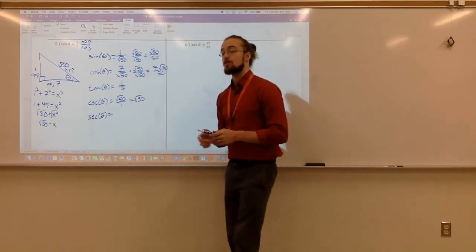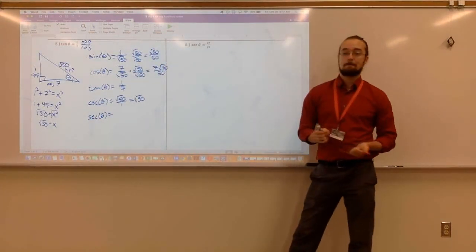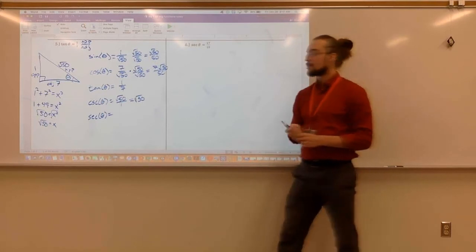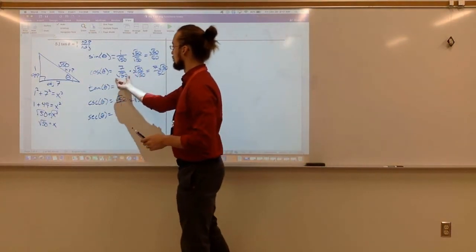So secant is the reciprocal of which one? Cosine. So which version of cosine should I choose?